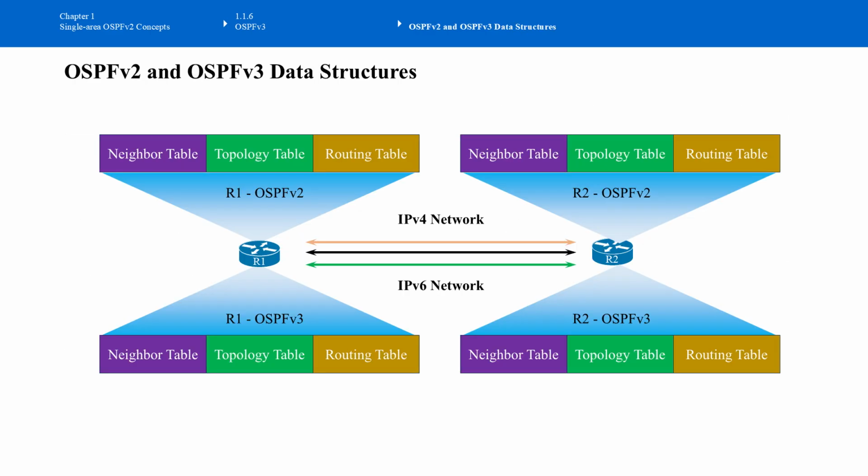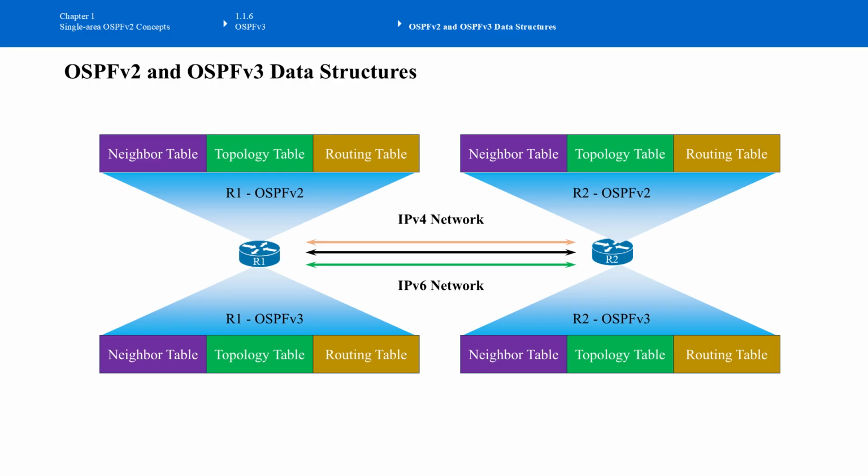Let's use this picture to understand how OSPFv2 and OSPFv3 can run on the same router. Look at R1 on the left. At the top, you can see OSPFv2, which is responsible for the IPv4 network. Notice that OSPFv2 has its own neighbor table, topology table, and routing table. Now let's look below it. The same router is also running OSPFv3 for the IPv6 network. OSPFv3 also has its own neighbor table, topology table, and routing table. The same thing is true for R2.